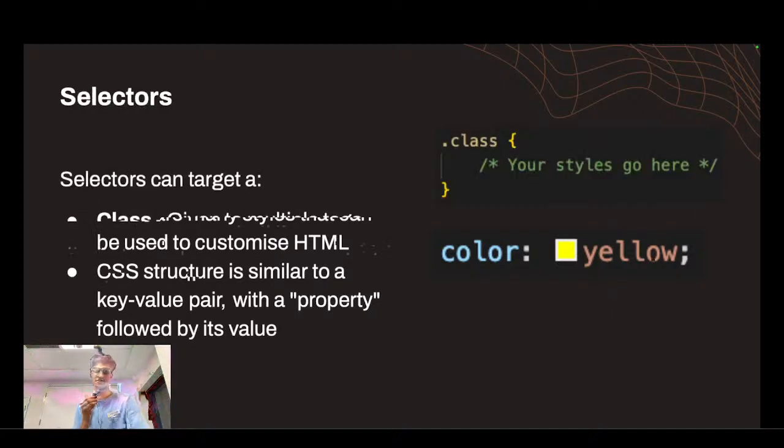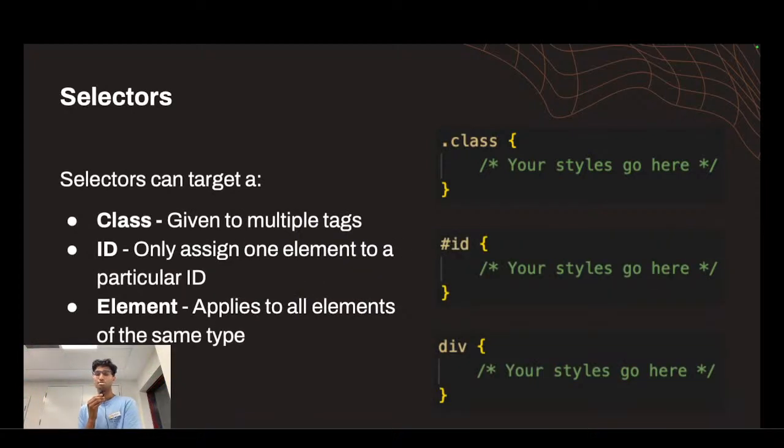So selectors target the HTML code to apply the styling. There are three main selectors. The first one is class. You use a full stop before the class name, and it can be given to multiple tags, so you can target multiple images, for example. Then ID uses a hashtag and only assigns to one element, so this is mainly for things like a footer or a header. And also element, which applies to all elements of the same type, so you can apply to all the paragraph elements or all the divs.